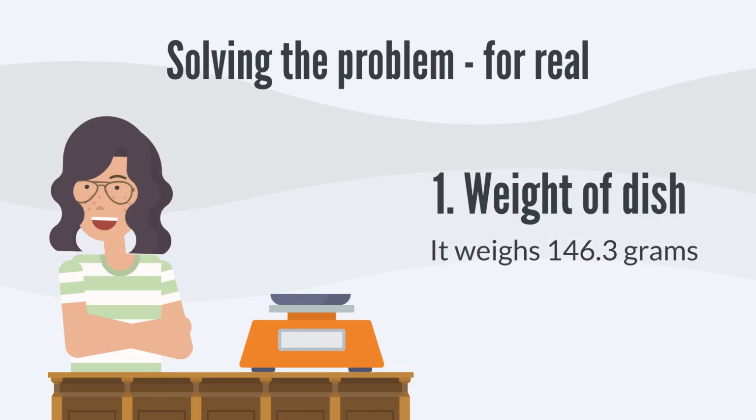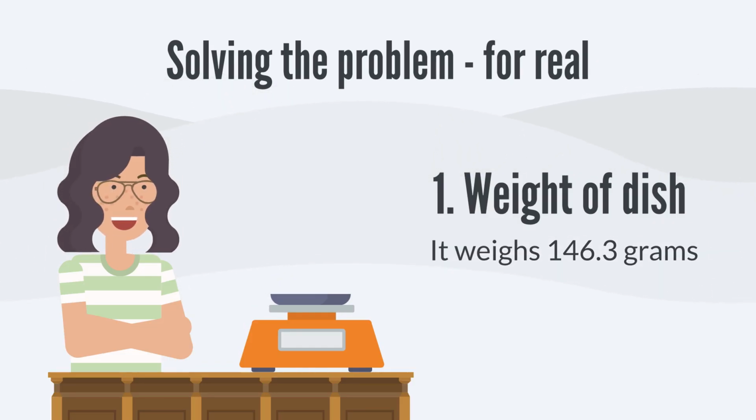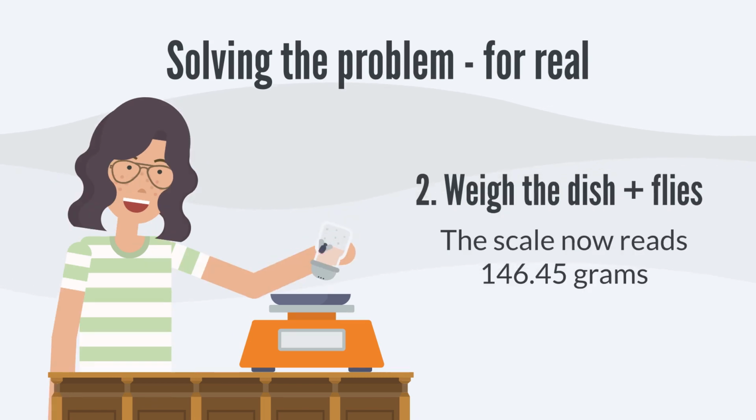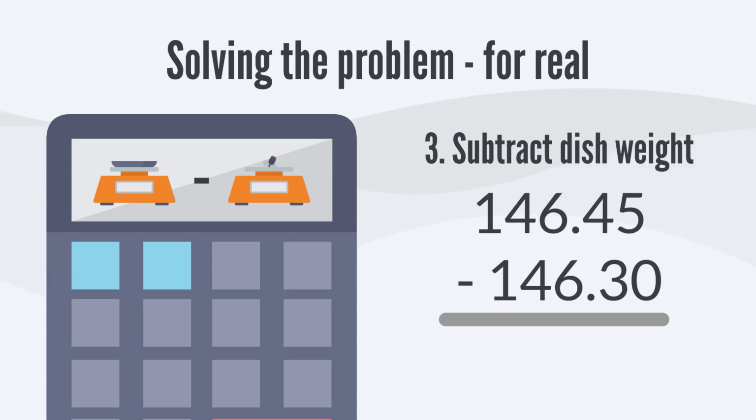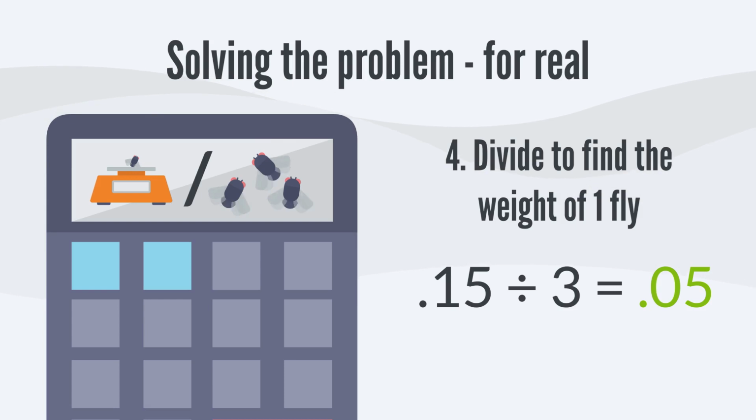Solving the problem for real. Weight of dish. Vienna uses her bird's water dish. It weighs 146.3 grams. Weigh the dish and flies. She then drops each fly into the water dish. The scale now reads 146.45 grams. Subtract dish weight. 146.45 minus 146.30 equals 0.15. Divide to find the weight of one fly. 0.15 divided by 3 equals 0.05.